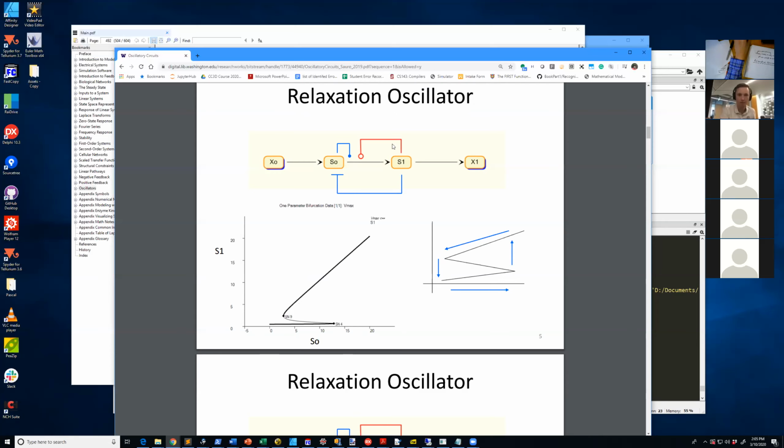I've tried to show you in the diagram that there is actually a negative feedback. There's a positive feedback here, and there's actually a net negative feedback going around there. So a relaxation oscillator has one positive feedback and one negative feedback. So that's how you build a relaxation oscillator: one positive feedback and one negative feedback.